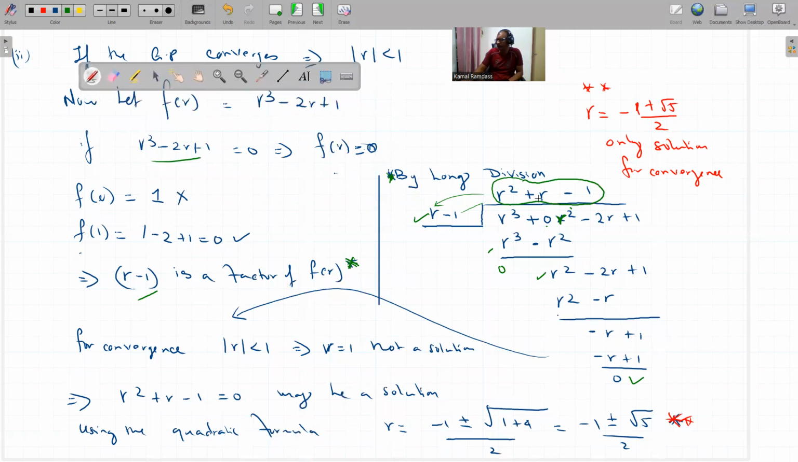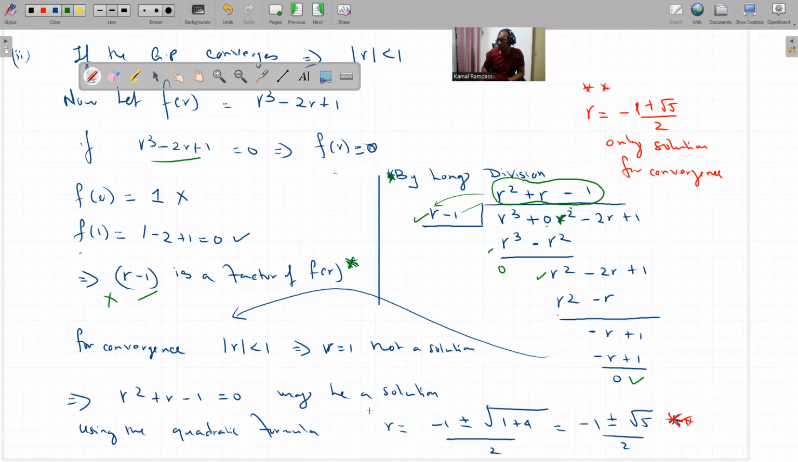Et moi bien solve maintenant parce que pour convergence of the series, modulus of R bien less than 1, ça veut dire R pas capable d'être égal à 1. Ça impossible, n'oubliez-le. Nous besoin solve for R square plus R minus 1 is equal to 0. Et plus facile pour me solve using the quadratic formula.